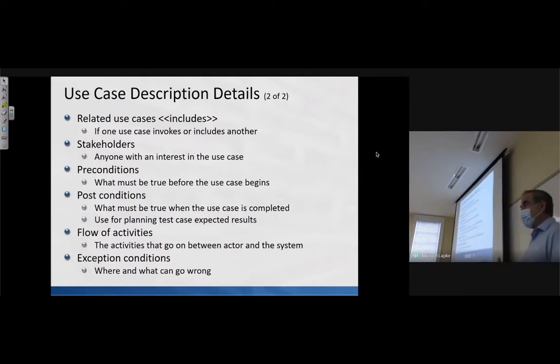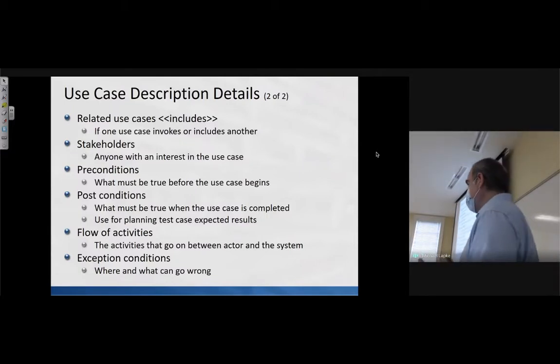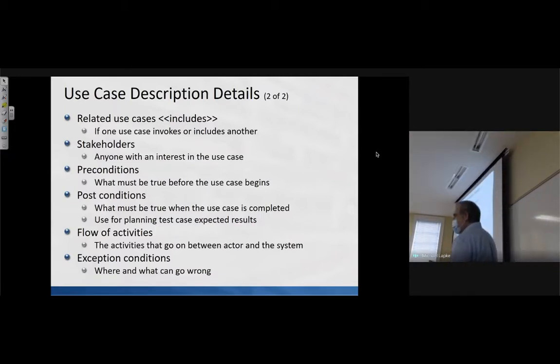You're really expanding upon just that brief description. And these can be quite long. Don't think they all have to be exactly 3 or 4 lines long. Sometimes the use case flow of activities can be 10 or 20 or maybe even 30 lines long of description. With that said, you do have rules of thumb. These are not hard and fast rules.